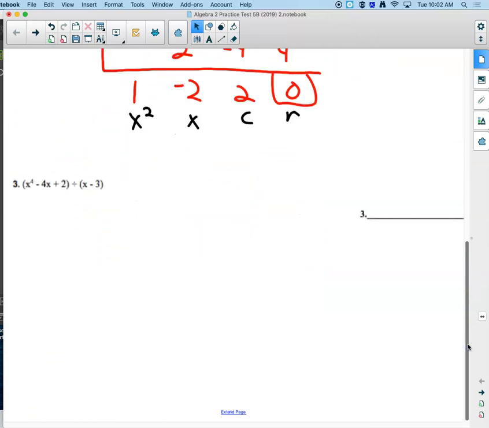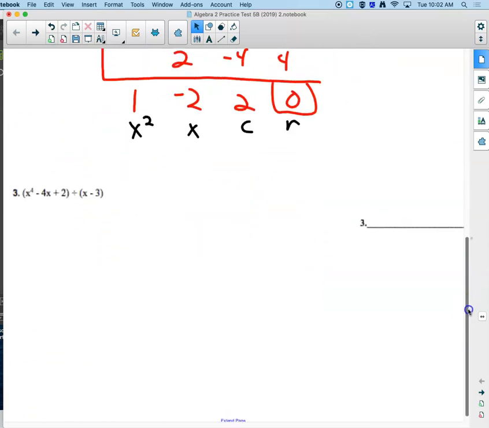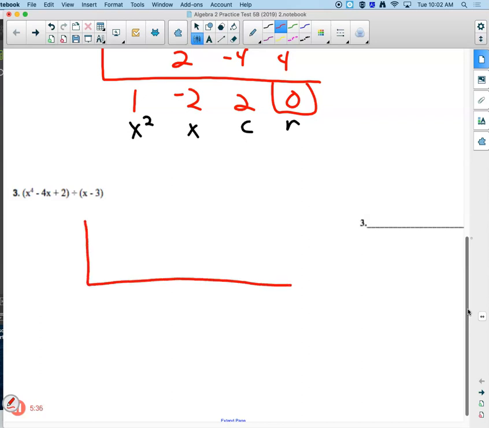We still have another one to do here. X to the fourth minus 4x plus 2 divided by x minus 3. Again, probably the most important step. What goes out in front? Because you know the test writers are going to put a negative 3 out there too, right? And if it's multiple choice, then that wrong answer will be down there. So yes, 3.